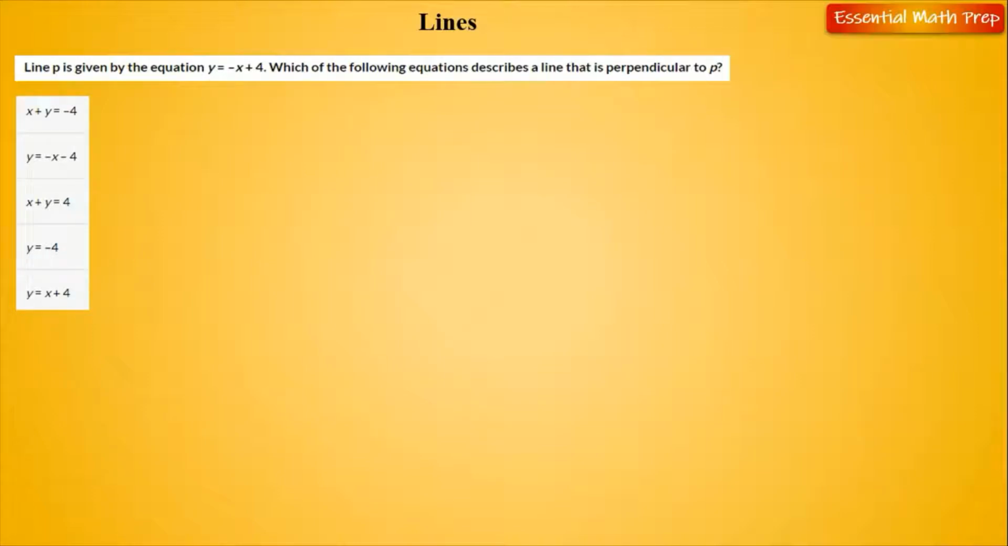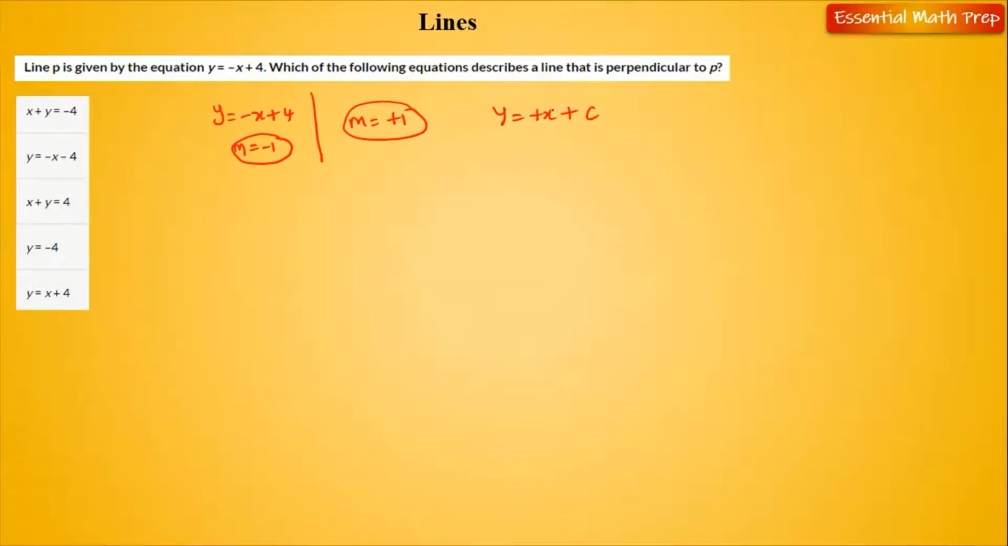Line P is given by the equation y equals -x plus 4. Which of the following equations describes a line that's perpendicular to P? Now, what do we know about the condition that describes two lines that are perpendicular? The slope of one of the lines is the negative reciprocal of the other, right? So since the first equation is already in slope-intercept form, we know m is -1, okay? Negative reciprocal would be m equals +1, as simple as that. So y equals plus x plus c, right?